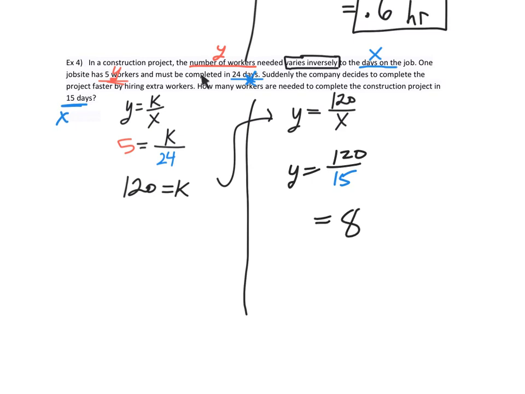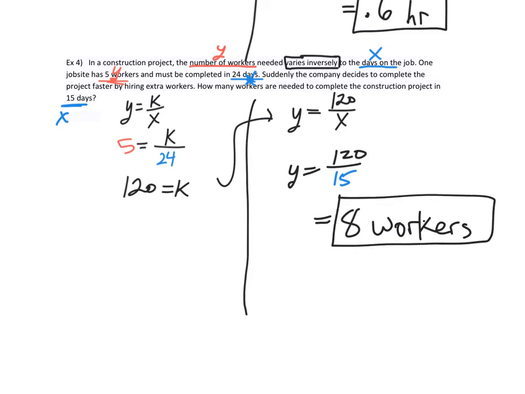What are we dealing with here? How many workers? So 8 workers. All right, and there it is. Voila, we've got it. So more workers needed, right? There was originally 5 workers, 24 days. So 8 workers, 15 days.